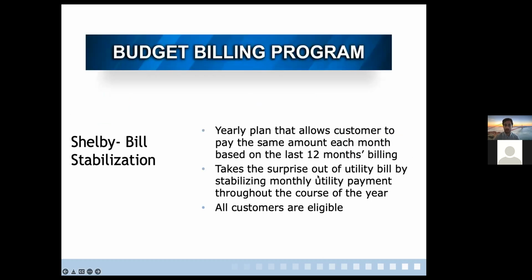And I have one more CAP to show you. It's in Shelby, North Carolina. It's a different type of customer assistance program that takes the burden off customers who are struggling to pay their bills. It's a yearly plan that allows customers to pay the same amount each month based on the last 12 months' billing. It really takes the surprise out of the utility bill by stabilizing monthly utility payments throughout the course of the year.